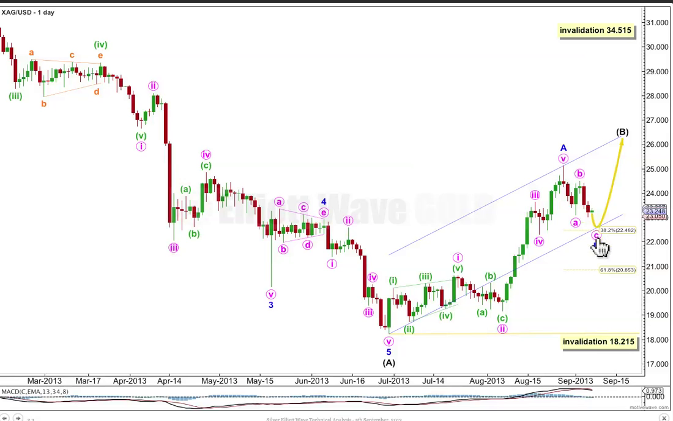To the downside, for the last few days, we've got very choppy overlapping movement. This is probably a correction for minor wave B, which, because this is a 5-wave structure, is likely to be a zigzag unfolding upwards, which means minor wave B can't move beyond the start of A, below 18.215.